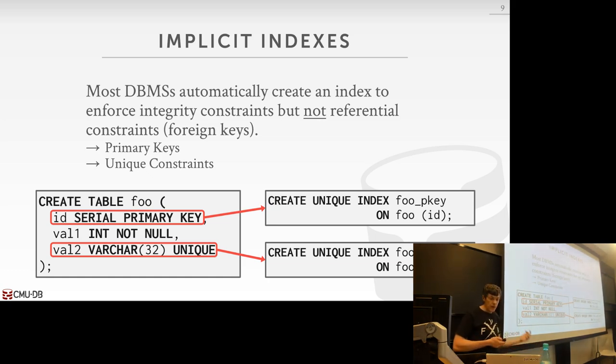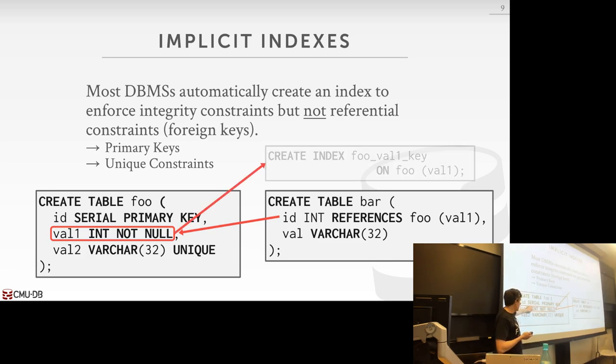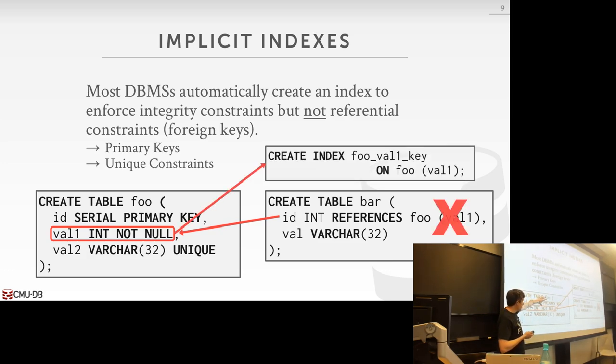For foreign keys, it doesn't actually do this. If I create a new table here called bar, and it has a foreign key reference to this value here, every database system that I ever tried this on will always throw an error, because it doesn't have a way to enforce this referential integrity constraint without an index. You think it could automatically create one, but it doesn't do that because it doesn't know, because this has to be unique. So it won't actually do this.